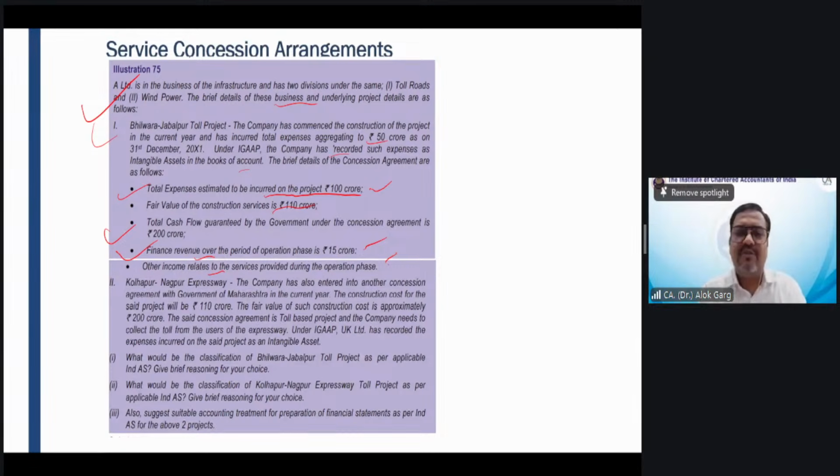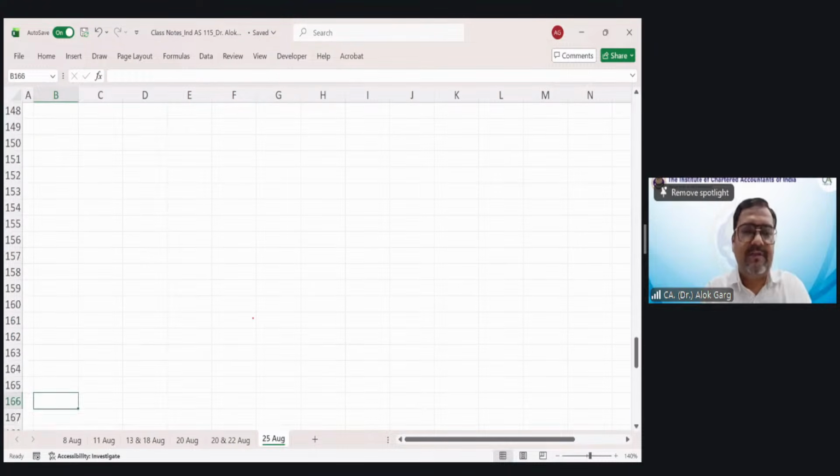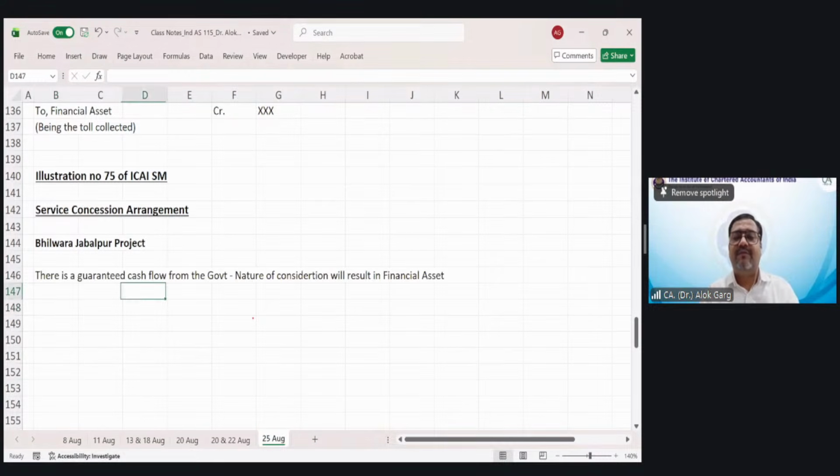Let's do this question. The question is asking how you will do the classification, intangible asset model or financial asset model, and how you will do the accounting. Can we do this question? Yes, now we know, we can do this question. This Bhilwara Jabalpur project, there is a guaranteed cash flow from government. Let me copy it from somewhere instead of writing. The nature of consideration will result in a financial asset, right?